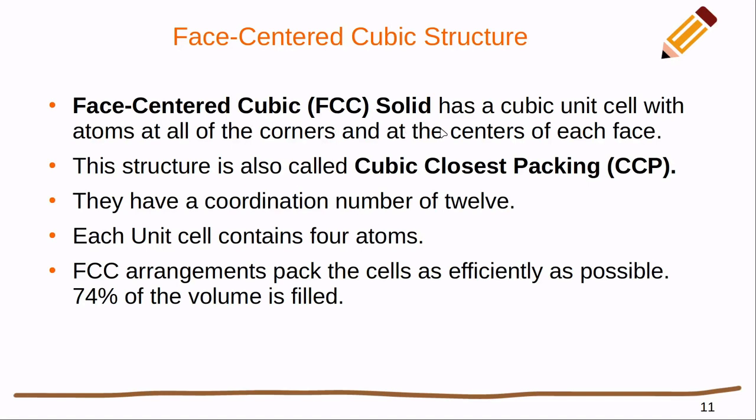A face-centered cubic solid has a cubic unit cell with atoms at all the corners and at the centers of each of the faces. This is the most efficient means of packing the atoms, and so this is often also called the cubic closest packing structure. It leads to a coordination number of 12, and each unit cell contains 4 atoms. 74% of the overall volume winds up getting filled.